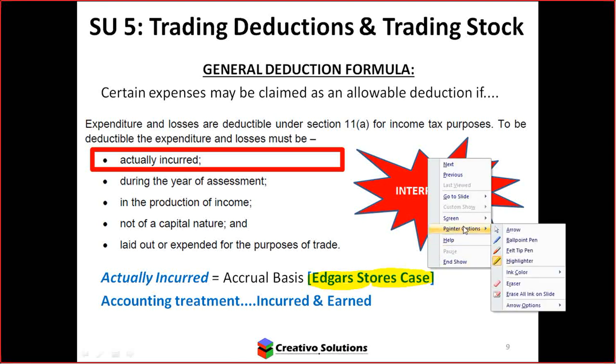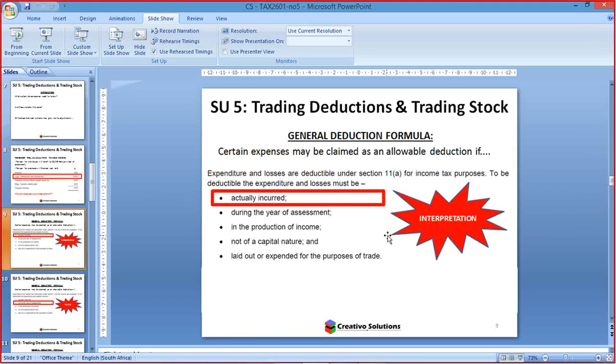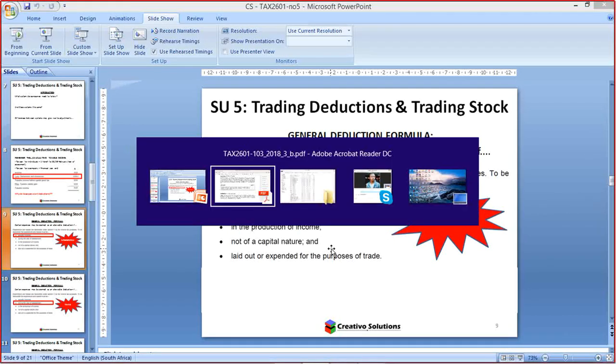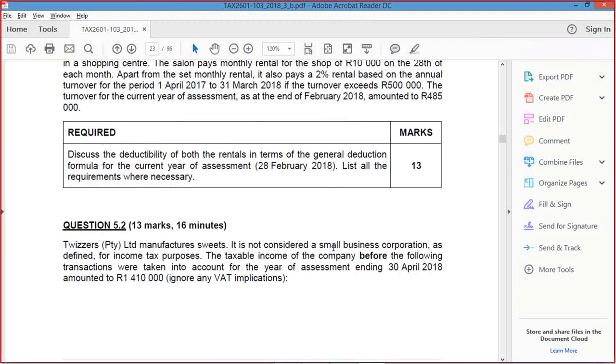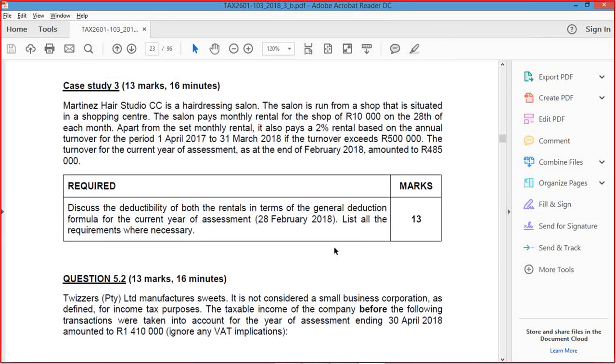Yes, sir. Okay, in your discussion, because that motivates whether something is deductible or not. So let's see if you can do this one. It's on page 23 of the second book. If you don't have the book, you can just read it on screen. I want you to read it and think about the general deduction formula. You've got the notes, so put the general deduction formula in front of you, then take me through each one and tell me whether this is claimable or not.